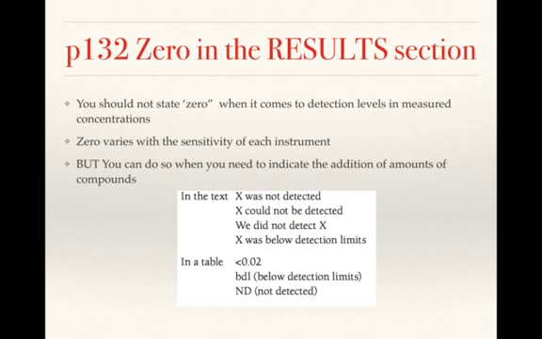Or they might use a 0 in the table. Such uses of 0, however, are incorrect because for measured concentration, 0 varies with the sensitivity of the detective instrument. For example, on one instrument, 0 will be less than 1 part per million. On a more sensitive instrument, 0 will be less than 1 part per billion.